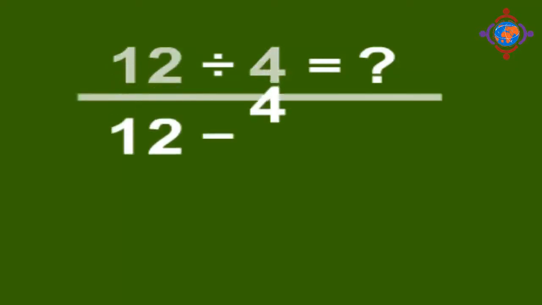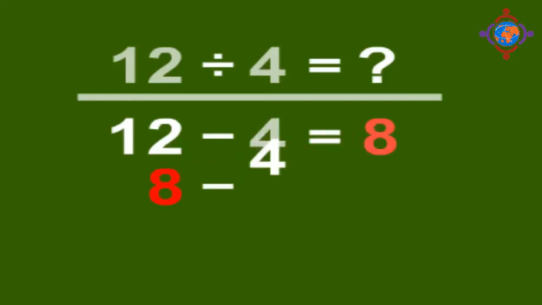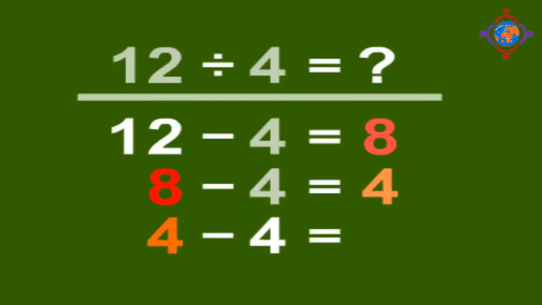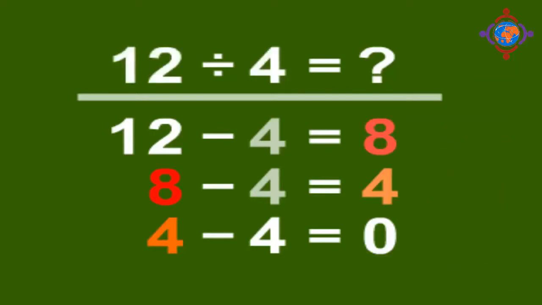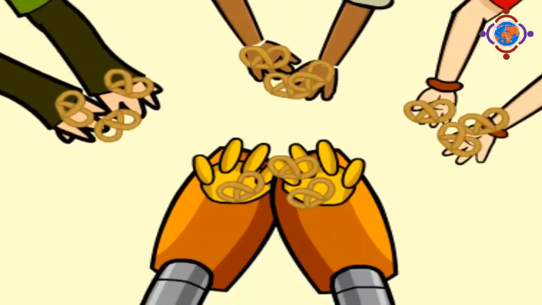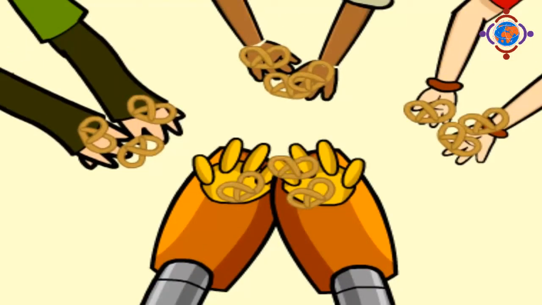12 minus 4 is equal to 8. 8 minus 4 is equal to 4, and 4 minus 4 is equal to 0. We subtracted 3 times, so 12 divided by 4 is equal to 3. Each person gets 3 pretzels.